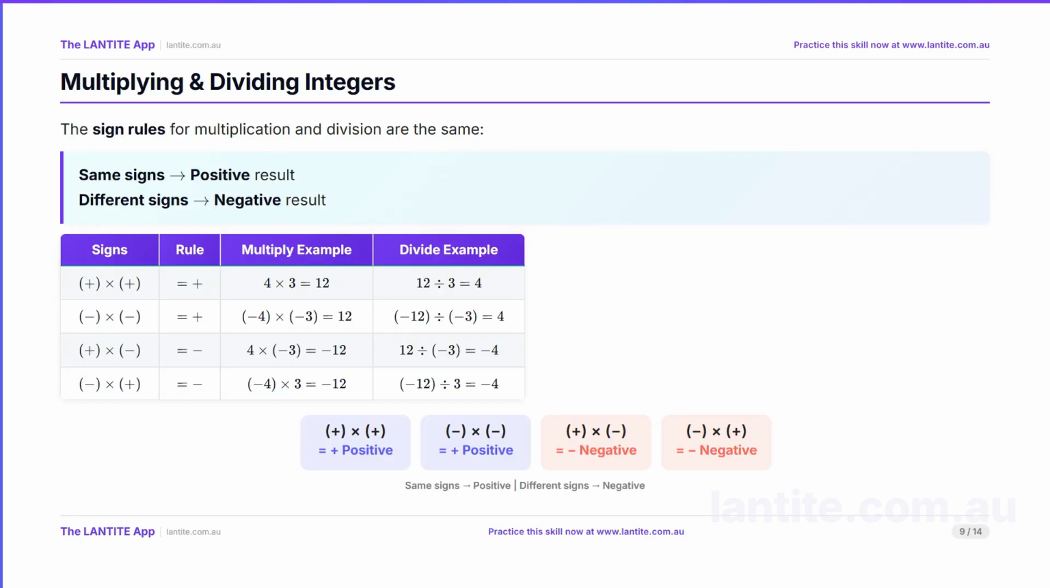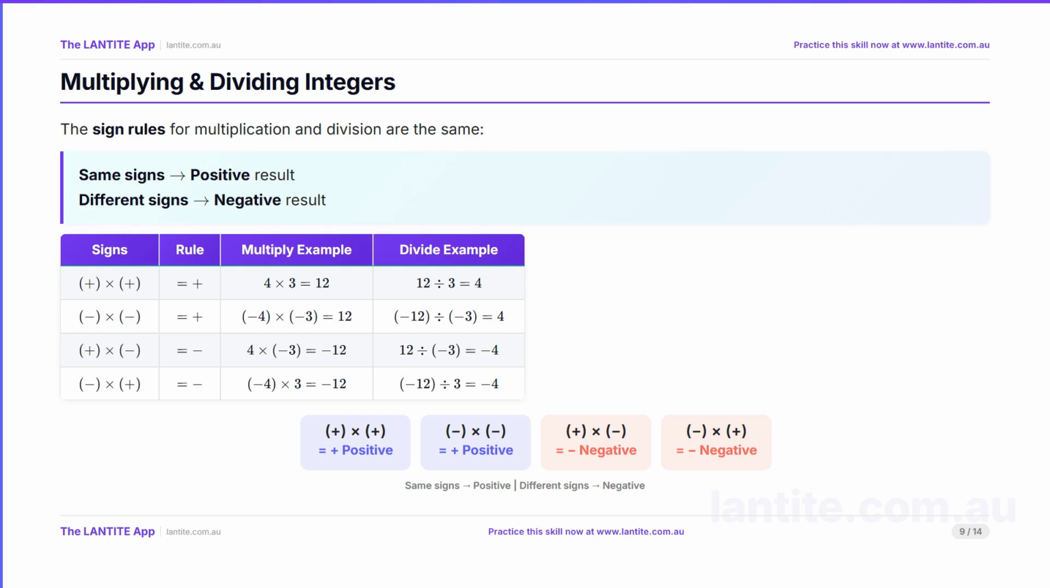The sign rules for multiplication and division are beautifully simple. When you multiply or divide two numbers with the same sign, the result is positive. Positive times positive is positive. Negative times negative is also positive. When you multiply or divide two numbers with different signs, the result is negative.